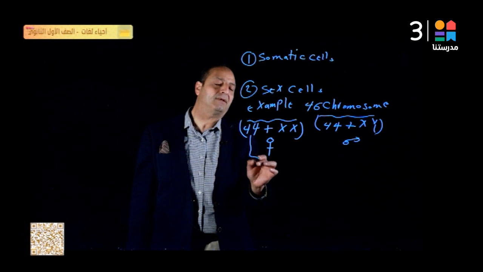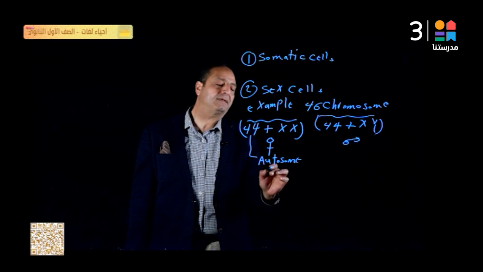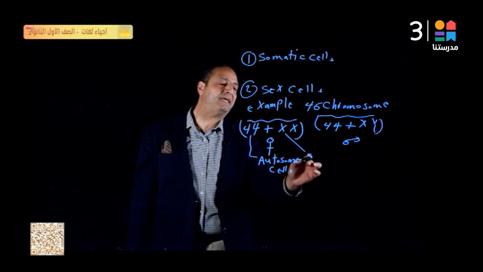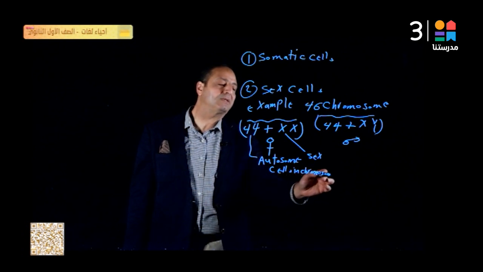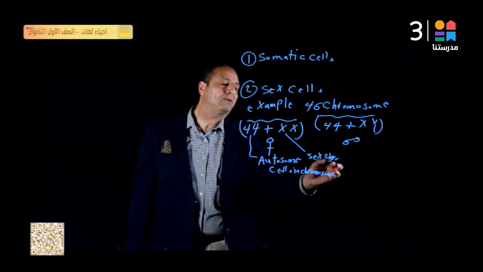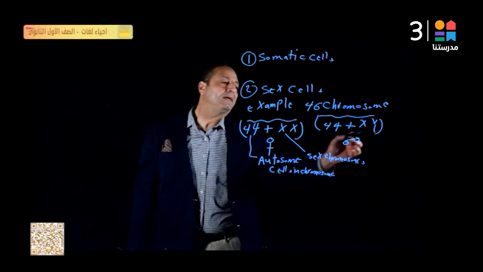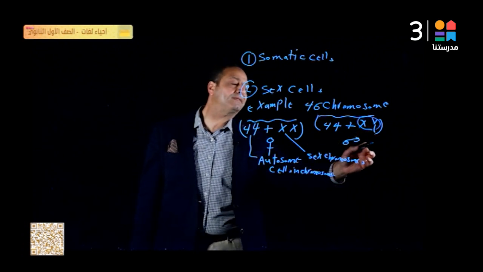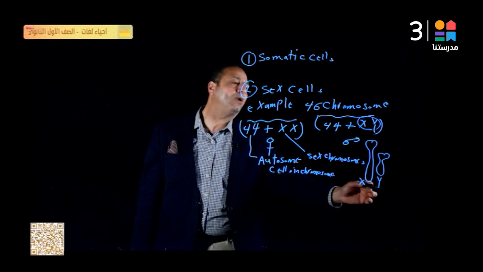This represents the autosomes, the autosomal chromosomes. And these are the sex chromosomes. Okay, that's right. In the male, chromosome X is larger, and chromosome Y is shorter than chromosome X.